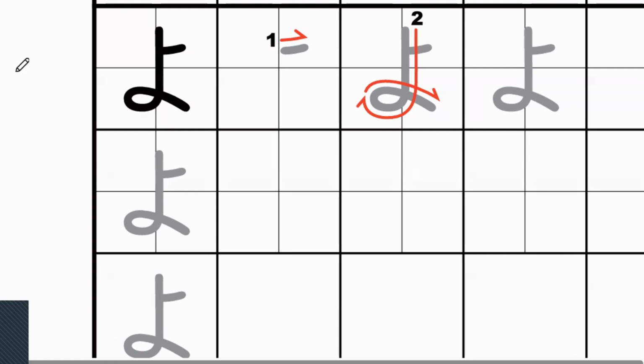The third character is yo. Let us see how to make this character. The first stroke is like this, and the second stroke is like this. This is yo.